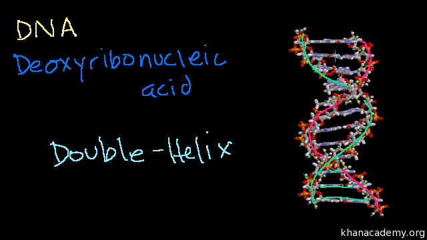And so the double helix just describes the structure, the shape that DNA takes, and it leads to all sorts of interesting repercussions in terms of how heredity takes place and how natural selection and variation might take place as well.